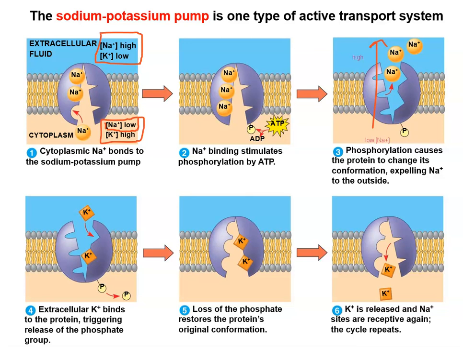So that is against the concentration gradient. There we go. All right, so in order for that to occur, we needed some energy to go against the gradient, so that's why you saw in step 2 ATP.